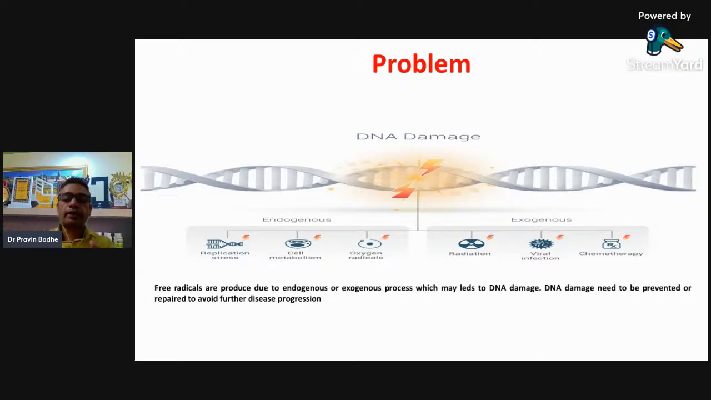Also from outside, there is radiation. So UV radiation is there, other radiations are there. Then any infections also cause it. Then chemotherapy, where DNA damage is created, creating free radicals, and due to those free radicals DNA damage occurs. This DNA damage needs to be prevented or repaired to avoid any further disease progression.